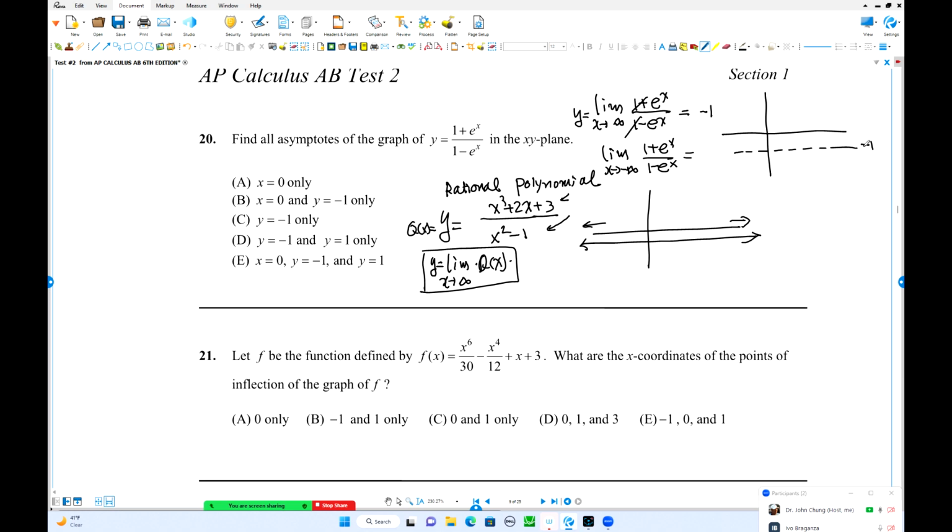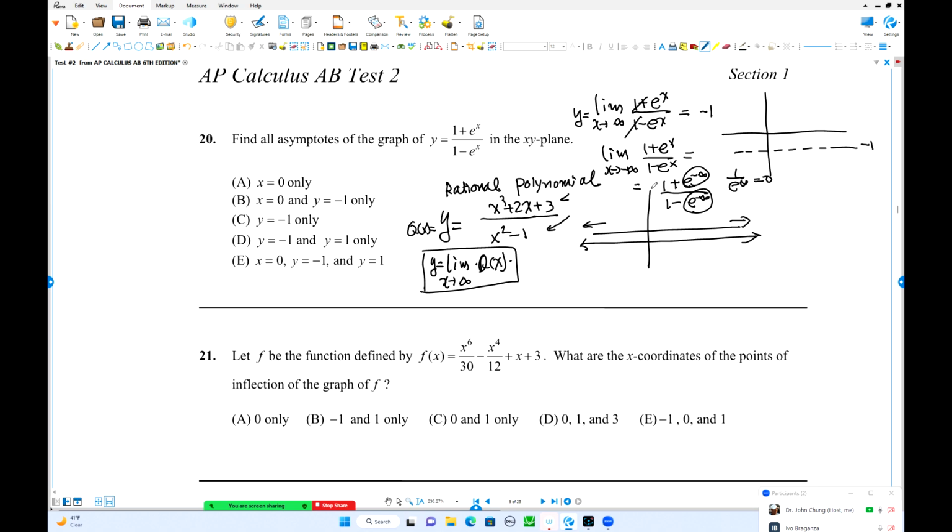The other one is when x goes to negative infinity. Put this number, negative infinity, and check it out. When you cancel out, what do you get? E to the x over negative e to the x, that's it? No, it's not. You have to be careful. Negative infinity means put this number in: 1 plus e to the negative infinity over 1 minus e to the negative infinity. What is e to the negative infinity? 1 over e to the infinity, isn't it? That is 0, right? This is 0, not this one.